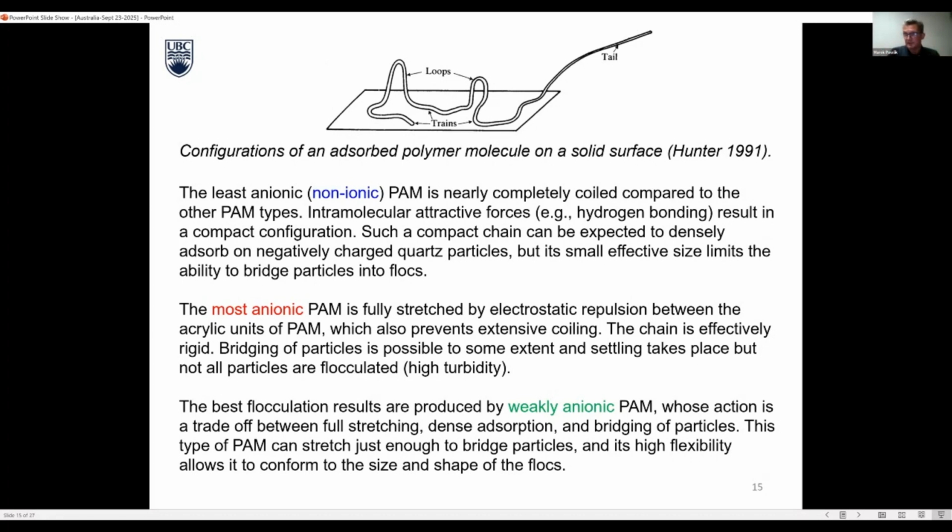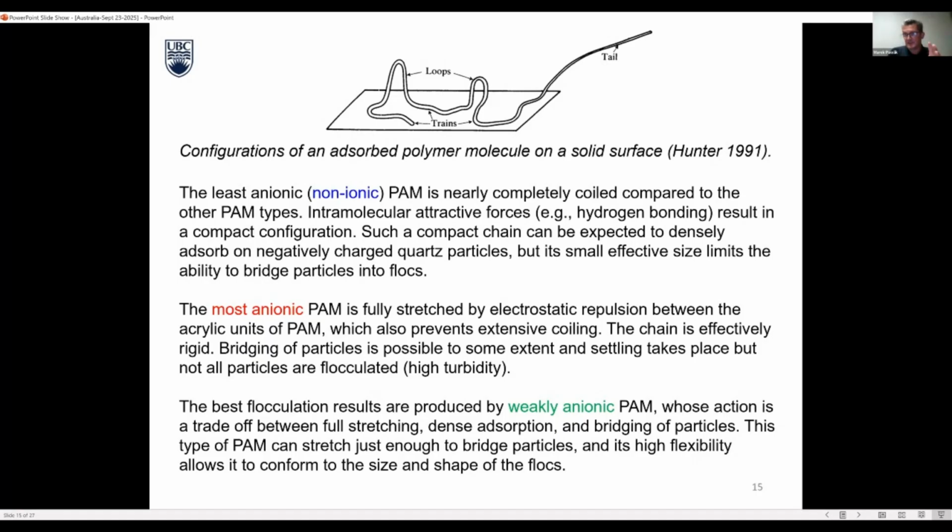So the weakly anionic PAM, the A100 variety, this is the one that offers the best compromise between these two extremes. It's most flexible. It is able to bridge particles. It is able to conform to the size and shape of the flocks. So that was probably the most important finding from all the work that we did on polyacrylamide.